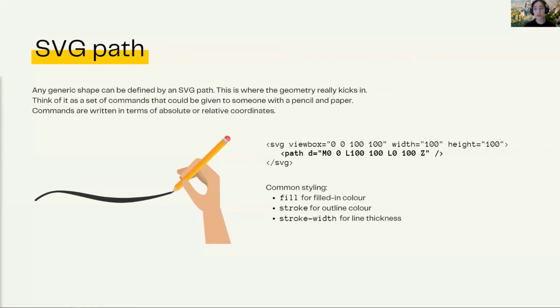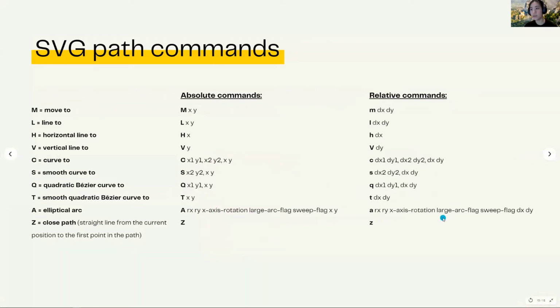So we can see an example of a path on the screen. It looks like a whole bunch of letters and numbers, but there is some sort of logic to the path here. The letters actually correspond to different command types, and the numbers correspond to different parameters which we give to the commands. So this is the full list of SVG path commands. We're not going to go through all of these. I've mostly just put it in here for completeness and reference sake.